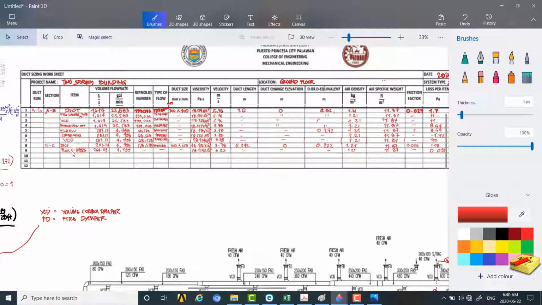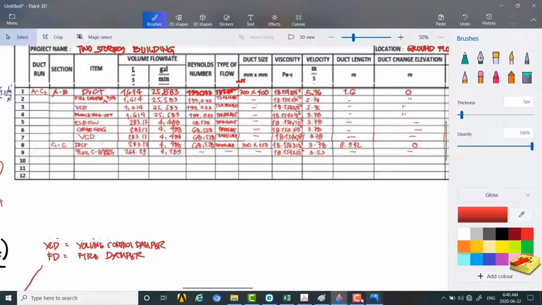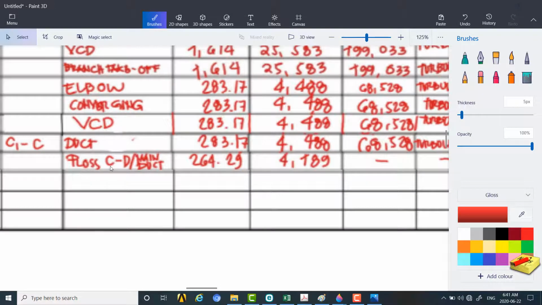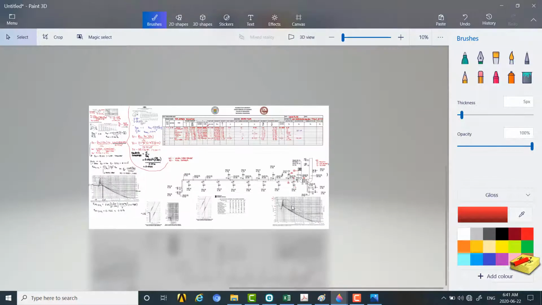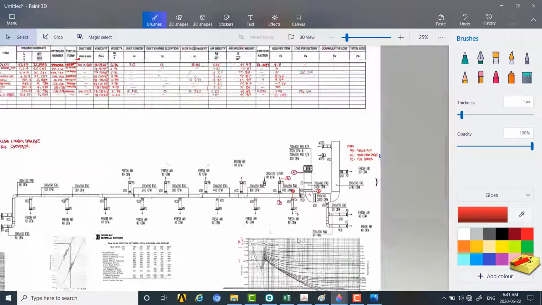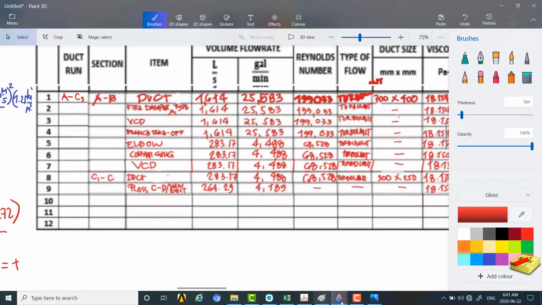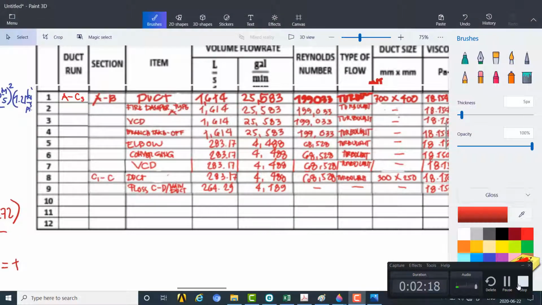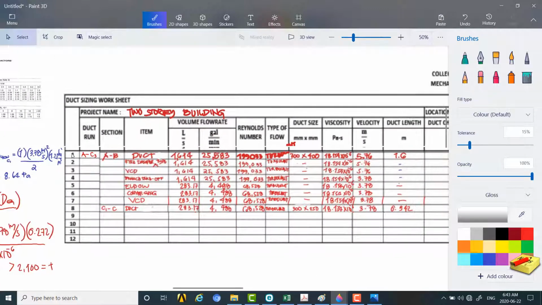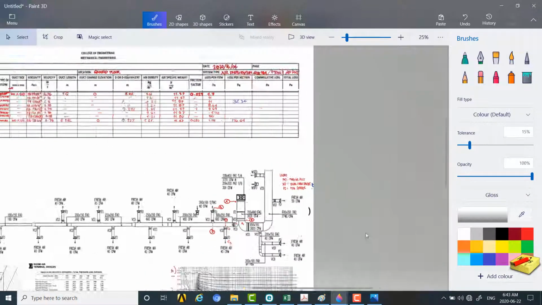Then I think this one, P-loss C to D. Okay, so I think we have to remove this one. Since it is C to D, it is considering starting from here going here, which is not part of the run of A to C3. Okay, so we remove that one. So we're considering only this part, C1 to C, only the duct.